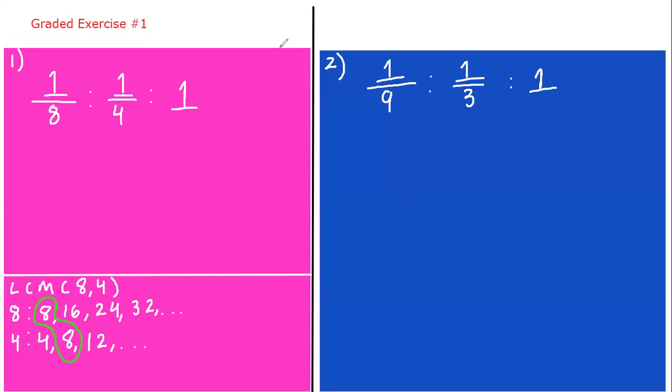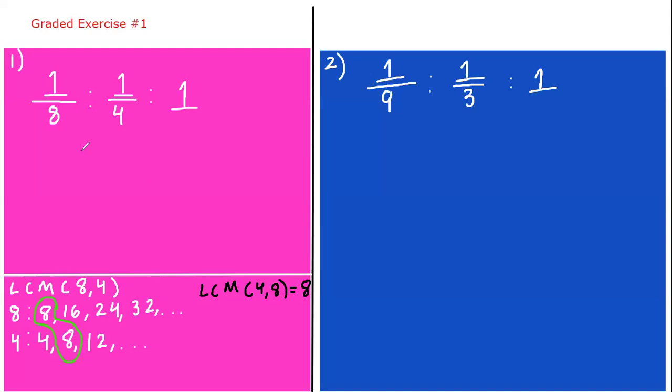Okay, good. So the LCM of 4 and 8 is going to be 8, right? Y'all catch on really quickly. I'm really impressed. So the LCM of 4 and 8 is going to be 8.